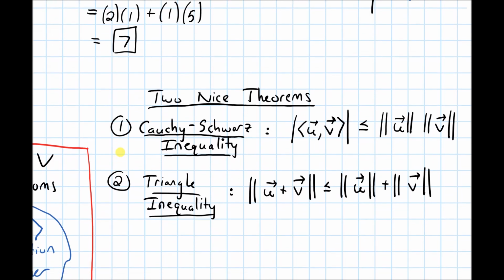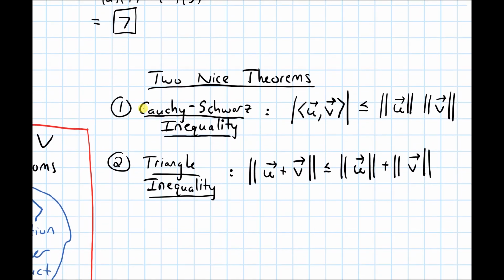I want to end this video now by stating two nice theorems about inner products. The first theorem is what's called the Cauchy-Schwarz inequality. This says that if you take the inner product of two vectors, and then you take the absolute value of that, because an inner product just outputs a real number, it could be positive, it could be negative, it could be 0, then that will be less than or equal to the length of u times the length of v.